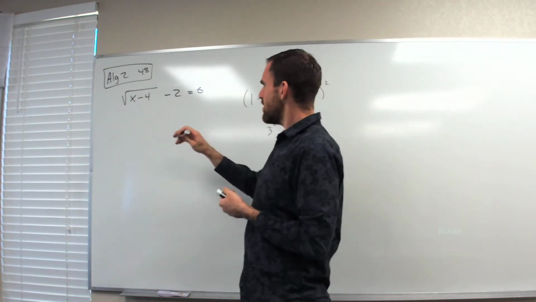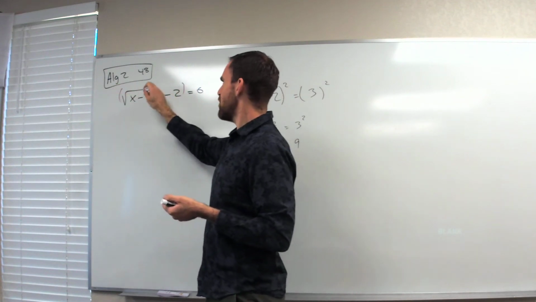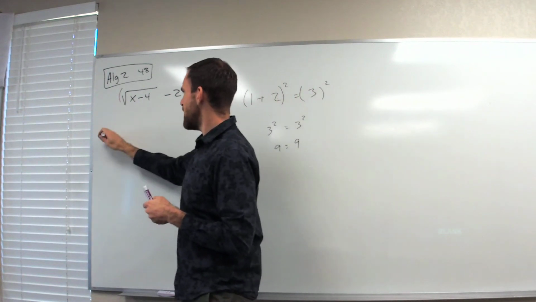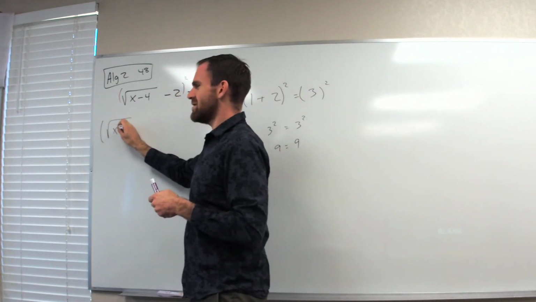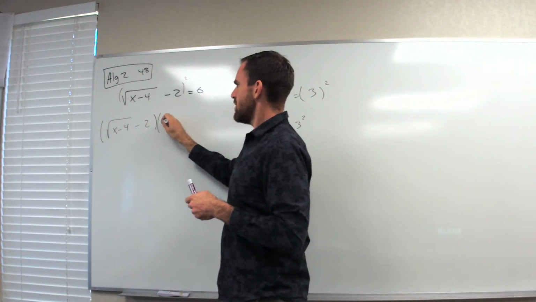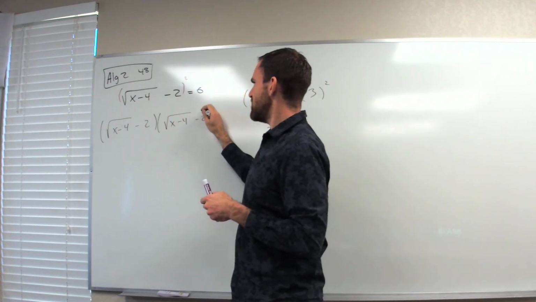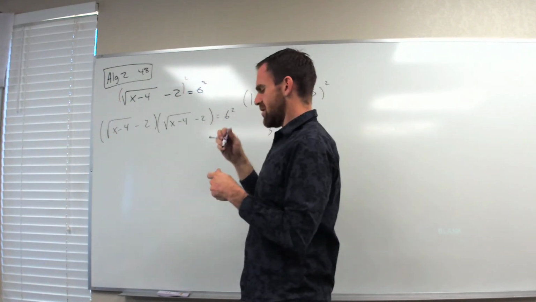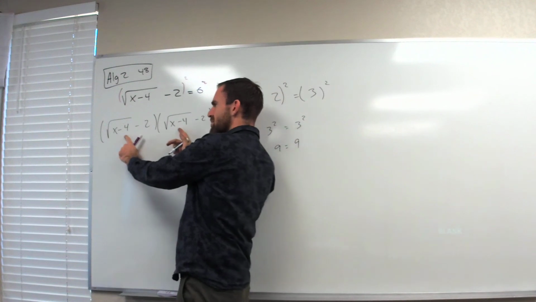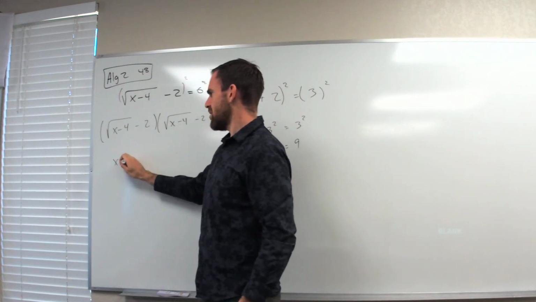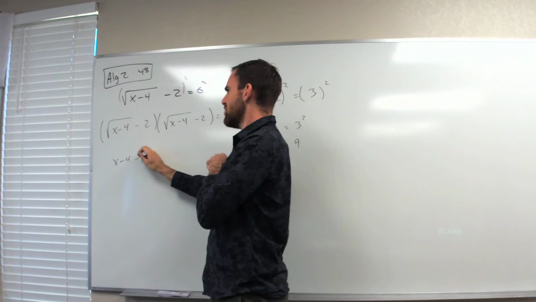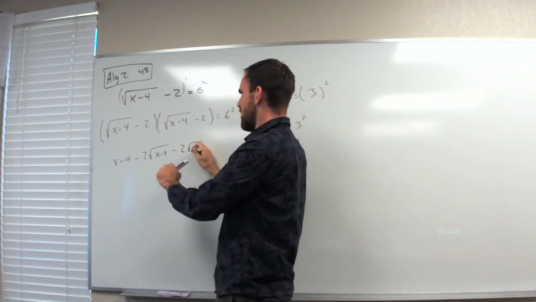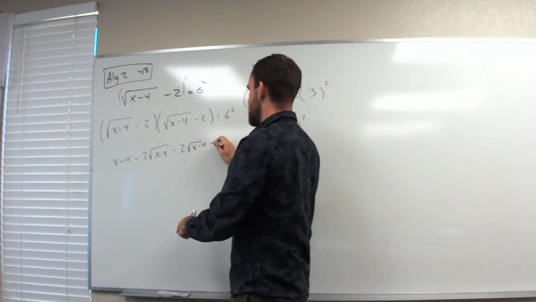Now, if I square this whole side, it's going to be horrible. Here's what happens. I am multiplying the square root of x minus 4 times the square root of x minus 4, minus 2, equals 6 squared. So you have the square root times the square root, which equals x minus 4. You have that times negative 2, and this times negative 2. Oh no. Plus 4 equals 36.